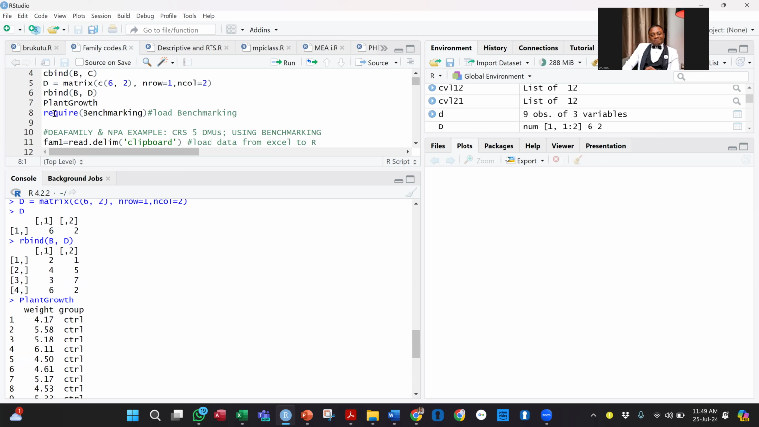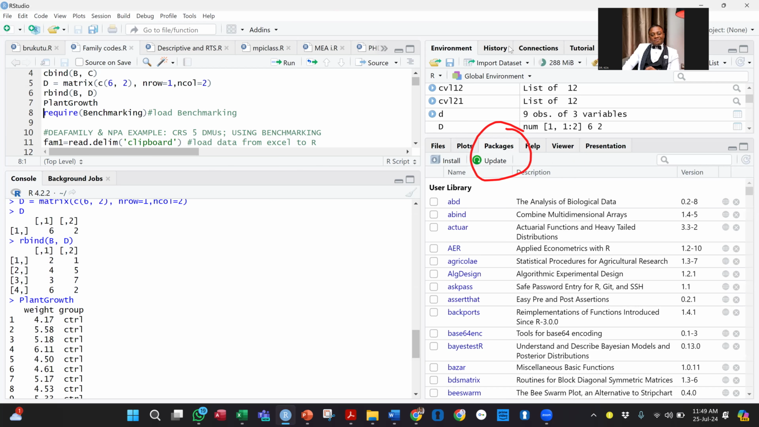How do you know you have installed it? Go to the packages section. And when I say packages section, this is what I mean by packages. Go to packages here. Click on packages. And then when you click on packages, you see install.